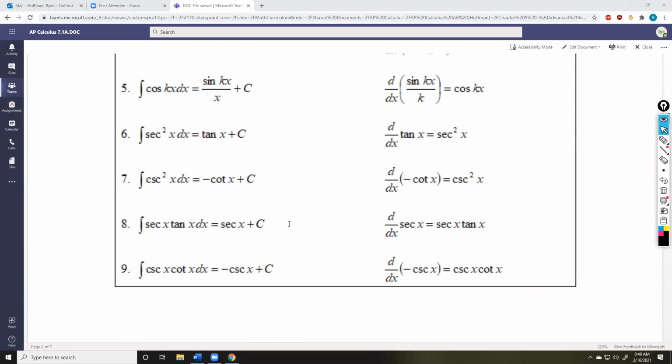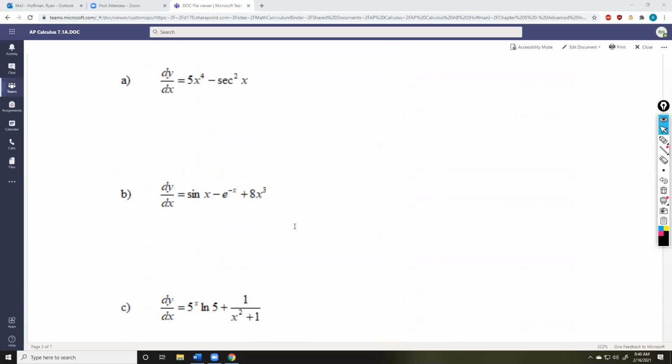The only difference is that when we do this, we're going to put a plus c on these. So we're going to get started by practicing and warming up with some antiderivatives here.